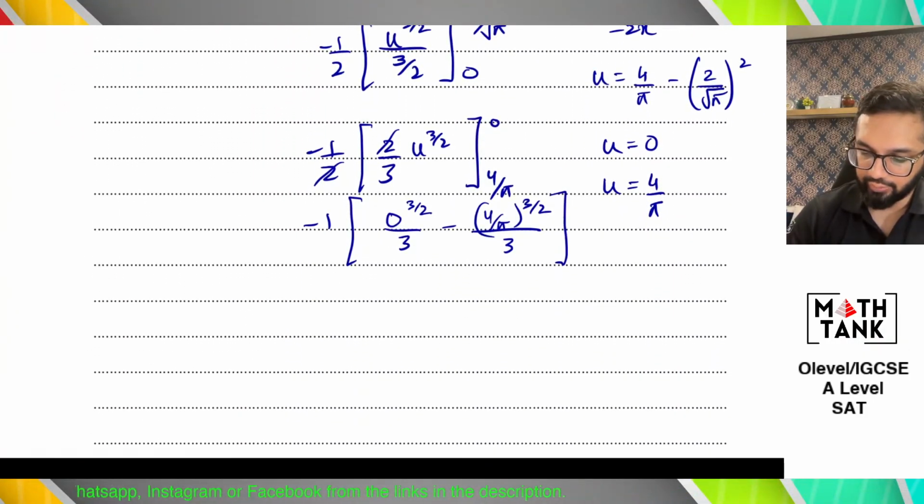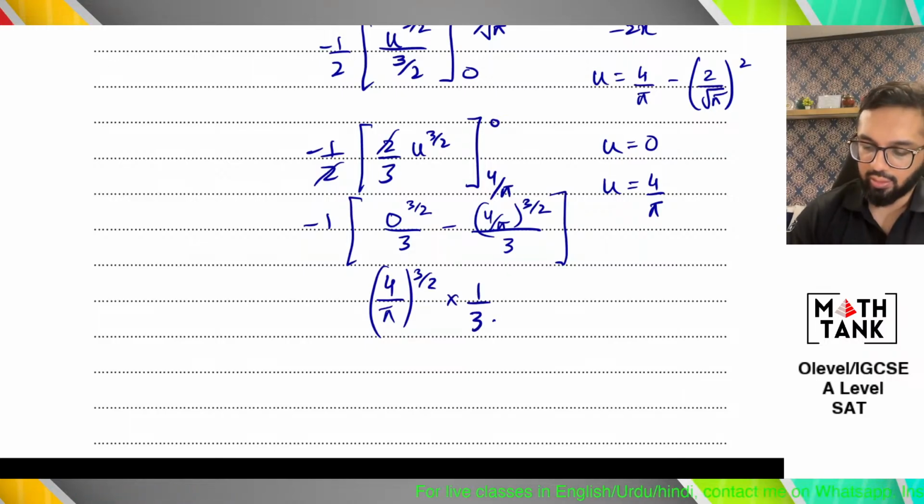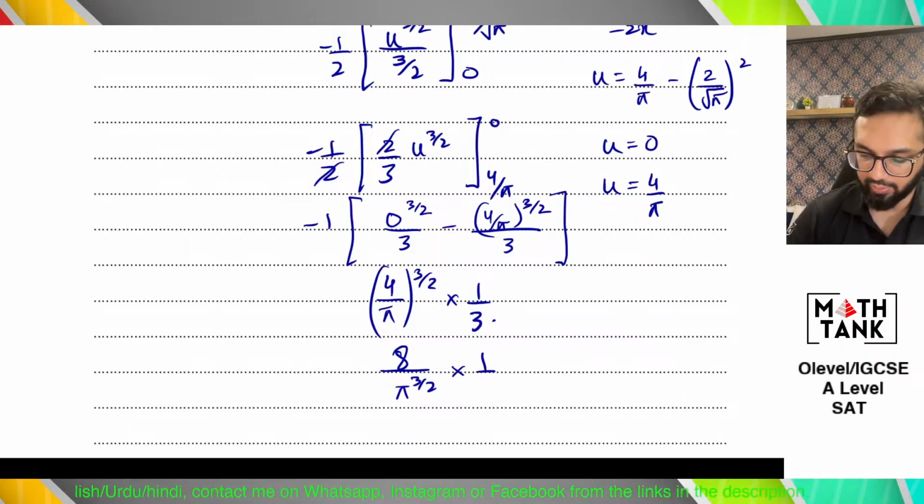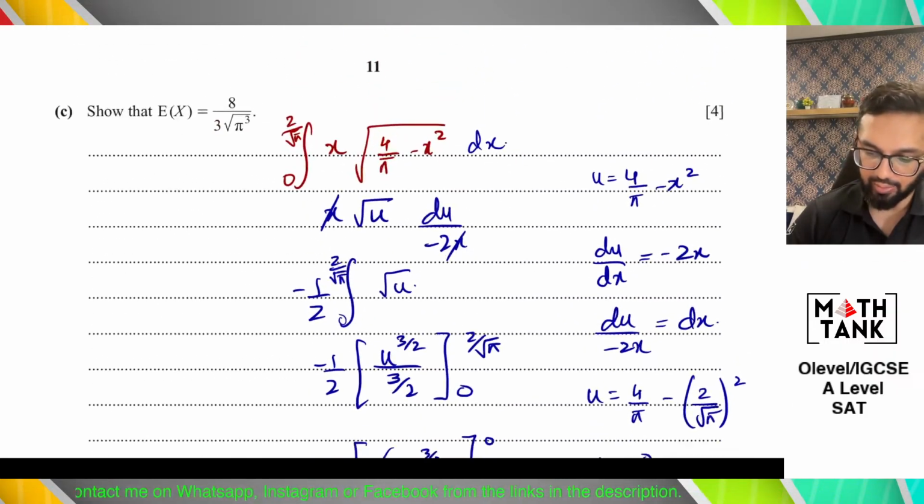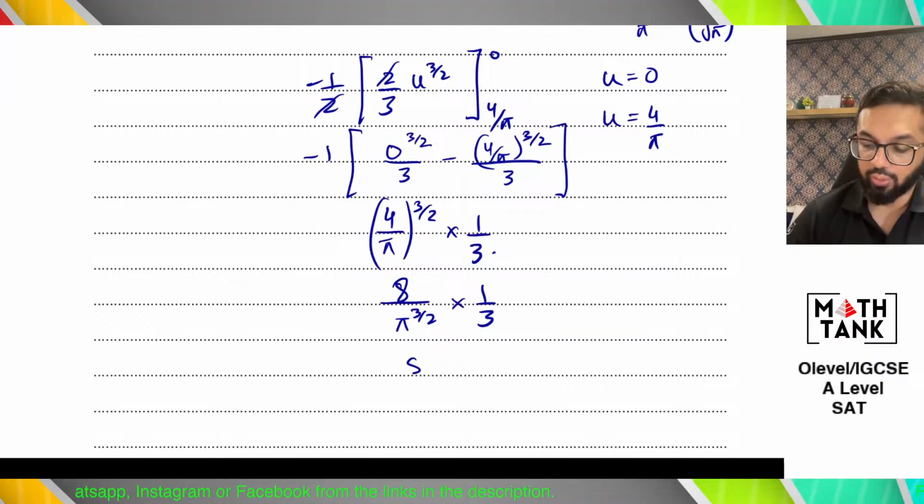Okay, so minus minus gives me plus, so I'm left with 4 over pi power 3 over 2 into 1 over 3. 4 power 3 over 2 is root of 4 is 2, 8, and that's pi power 3 over 2 into 1 over 3. I think I've proved that. Yeah, I have. So, tough question.